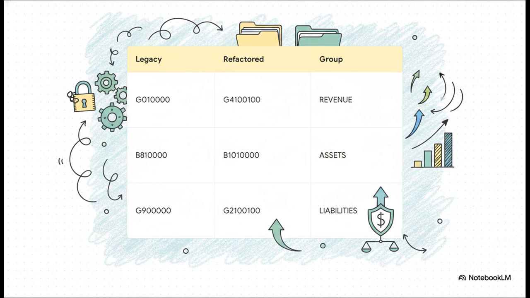The old bank account B810000 is recoded to B101000. That enforces cash asset priority under current assets. And the old legacy G9000 creditors account is completely scrubbed and transitioned to G21000100 accounts payable under current liabilities. It's all about creating a deeply organized, fully compliant ledger.